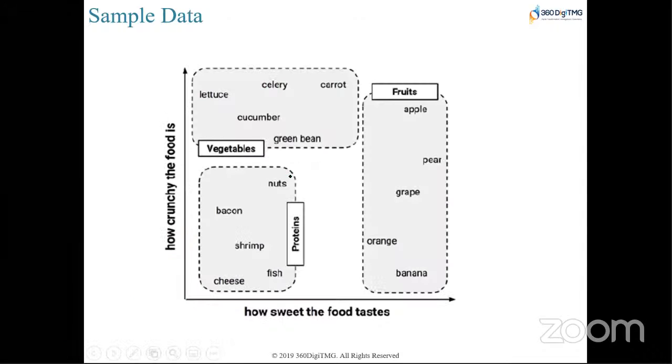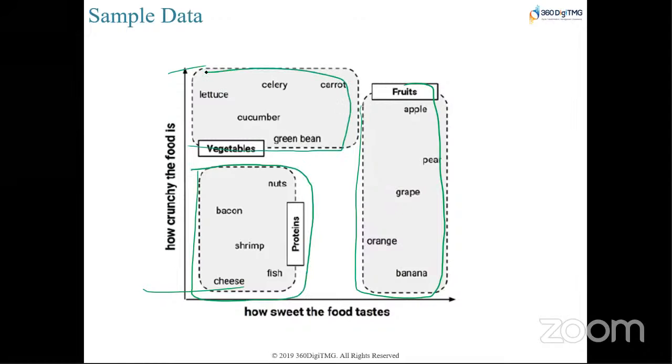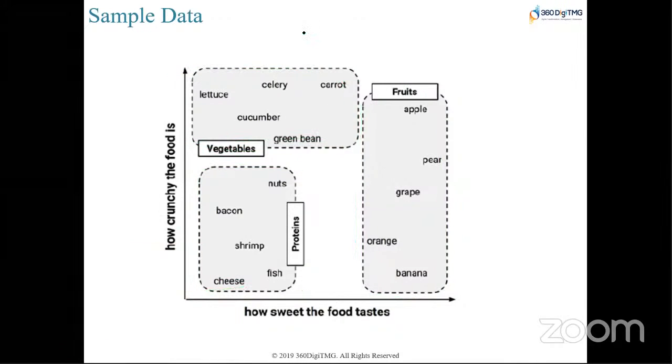Now, this is how the classification is done. Almost all fruits are sweet, and they can be anywhere from zero crunch to high crunch. Proteins are generally less sweet and less crunchy, and vegetables are generally crunchy and can be from no sweet to slightly sweet. Is this clear? Perfect. Thank you so much.